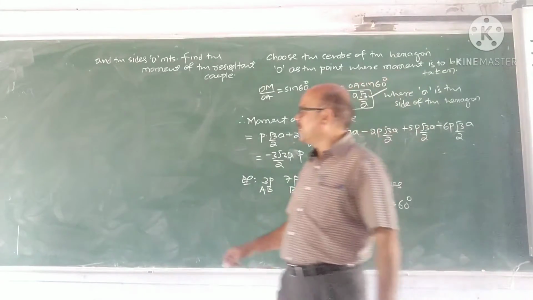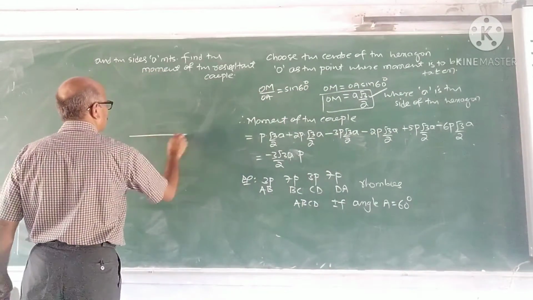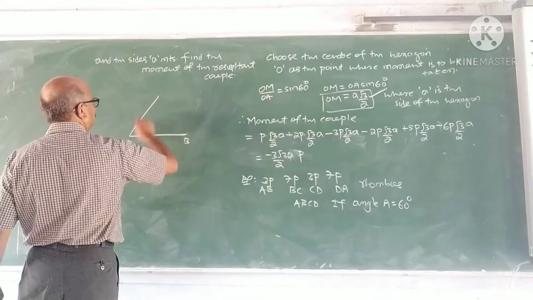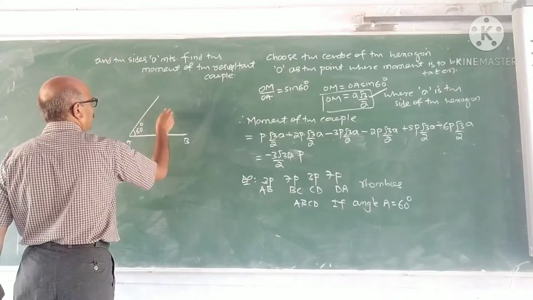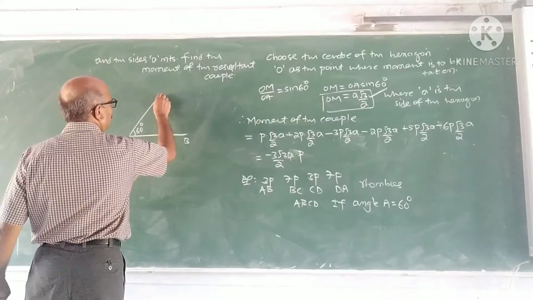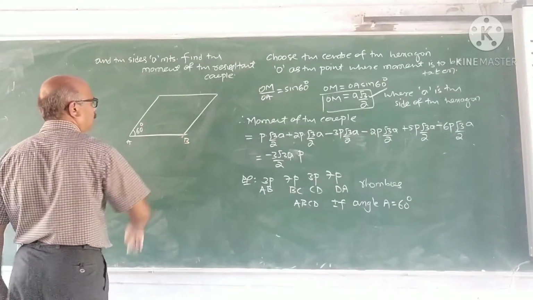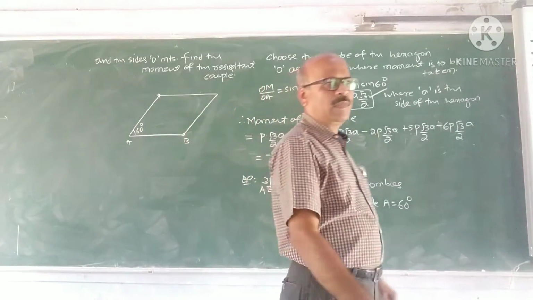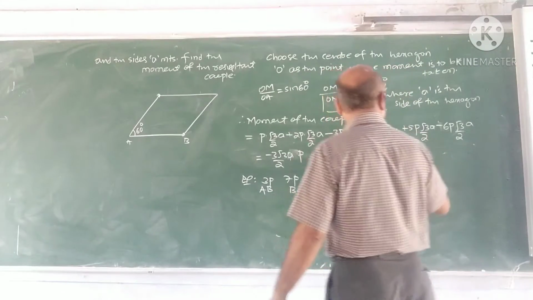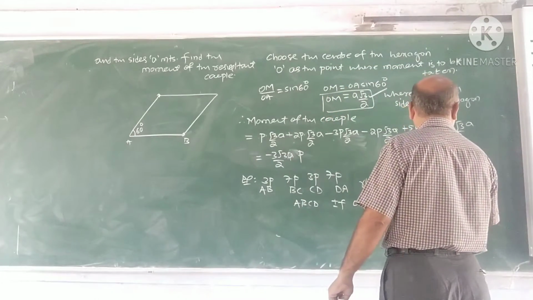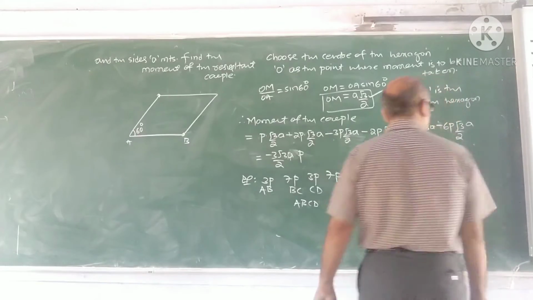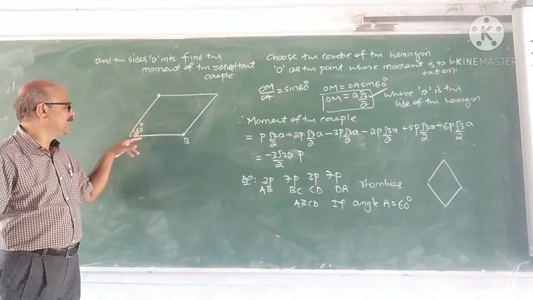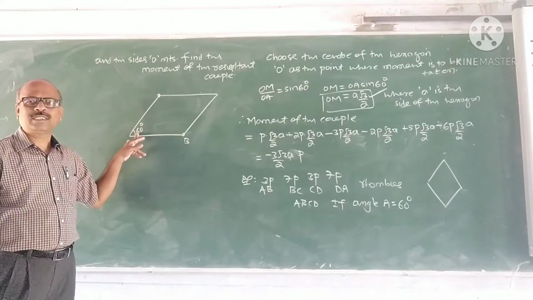Here, angle A is 60 degrees. I take this rhombus. Suppose ABCD is a rhombus. This is 60 degrees. Does it look like a rhombus? Usually you will draw a rhombus in this way. This is the rhombus, correct? But since we require perpendicular distance, I have taken the rhombus like this. This angle is 60 degrees.